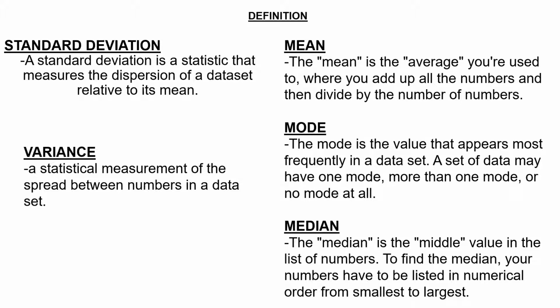Mode is the value that appears most frequently in the dataset. Median is the middle value in the list of numbers. To find the median, your numbers have to be listed in numerical order from smallest to largest.